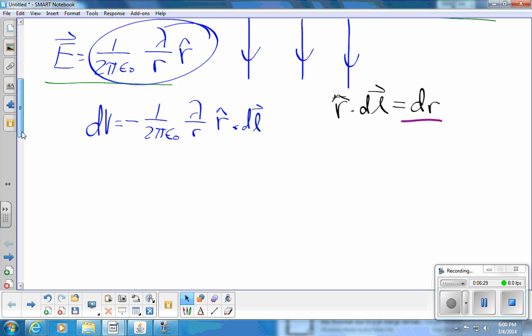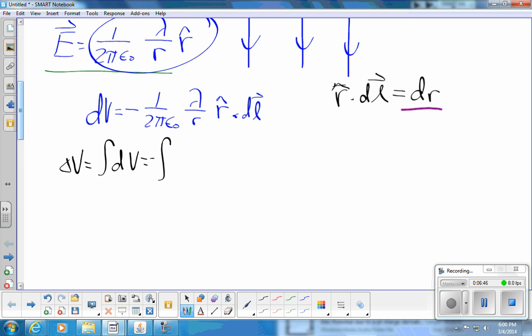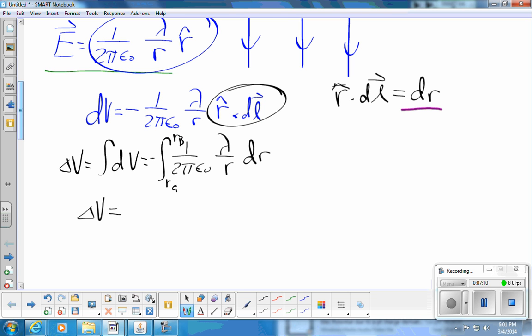So what that means is I can now get into actually doing the calculation. I'll write delta V is the integral of dV, which is equal to the integral of this junk, which is negative 1 over 2 pi epsilon naught lambda over r, and this is where I'm going to substitute for the dot product of r hat dot dl. I'm going to put in dr. So now I have everything written as a scalar, and I can just integrate this. I'm integrating from rA to rB. These are capital.